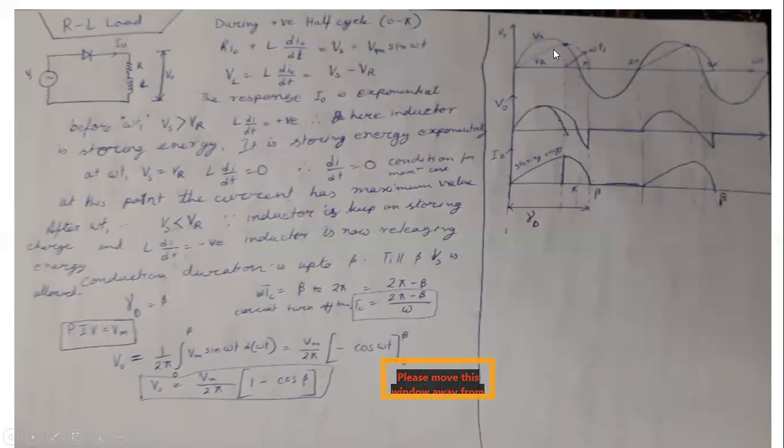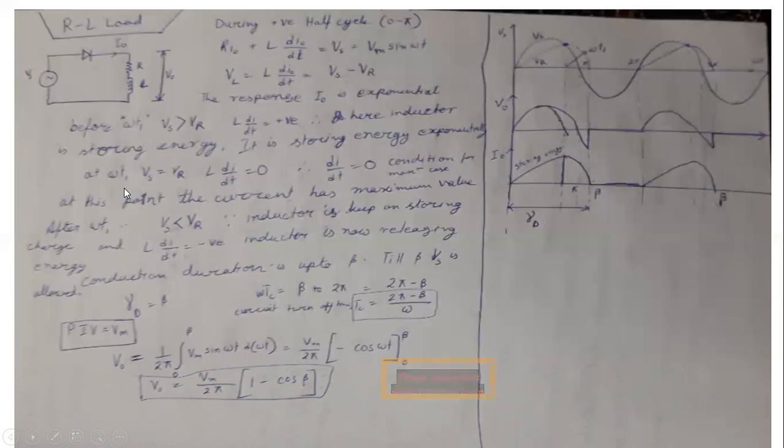Okay, so VR will gradually increase, up to a certain point where the supply voltage will be equal to the load voltage. Before omega t1, the supply voltage Vs is greater than VR, and during that time the inductive voltage, that is L di/dt, is positive. Here the inductor is storing energy, so it is storing energy exponentially.